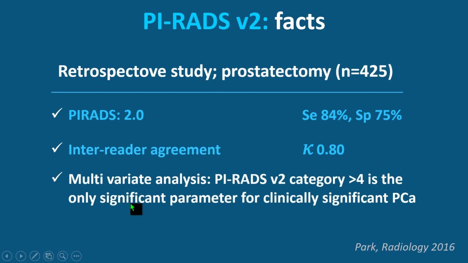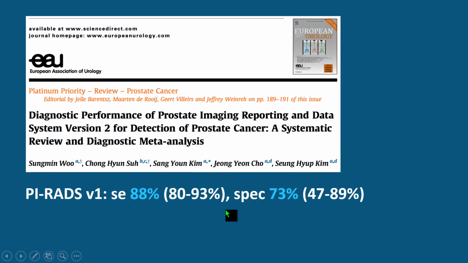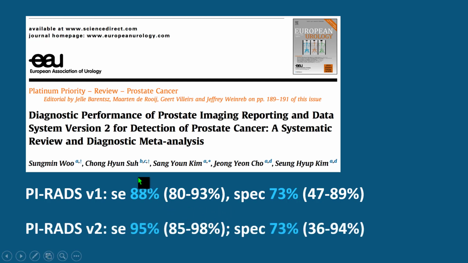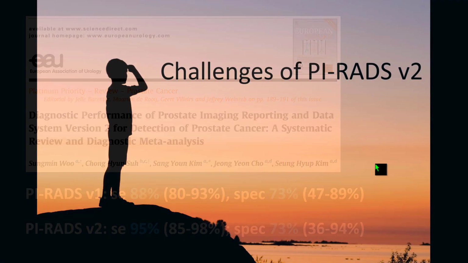So I think they were all experts, and multivariate analysis showed that the PI-RADS version category, when it is 4 or more, is the only significant parameter for clinically significant prostate cancer. Now this is the most recent paper of Woo et al. You can see that the PI-RADS version 1 performs well, but that especially here the sensitivity of PI-RADS version 2 is better, with an equally reasonably good specificity. So this is what we know about PI-RADS version 2 at this moment.